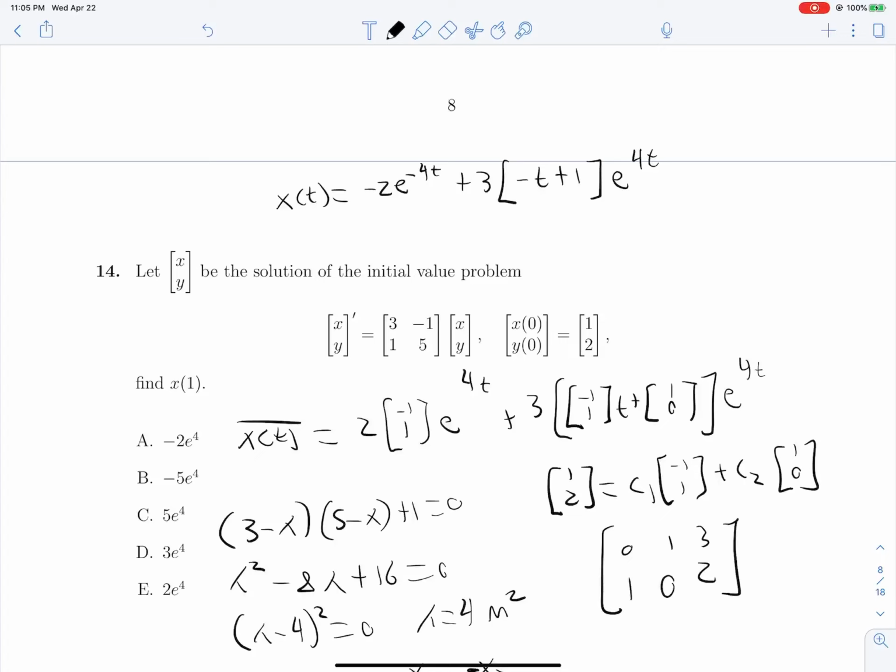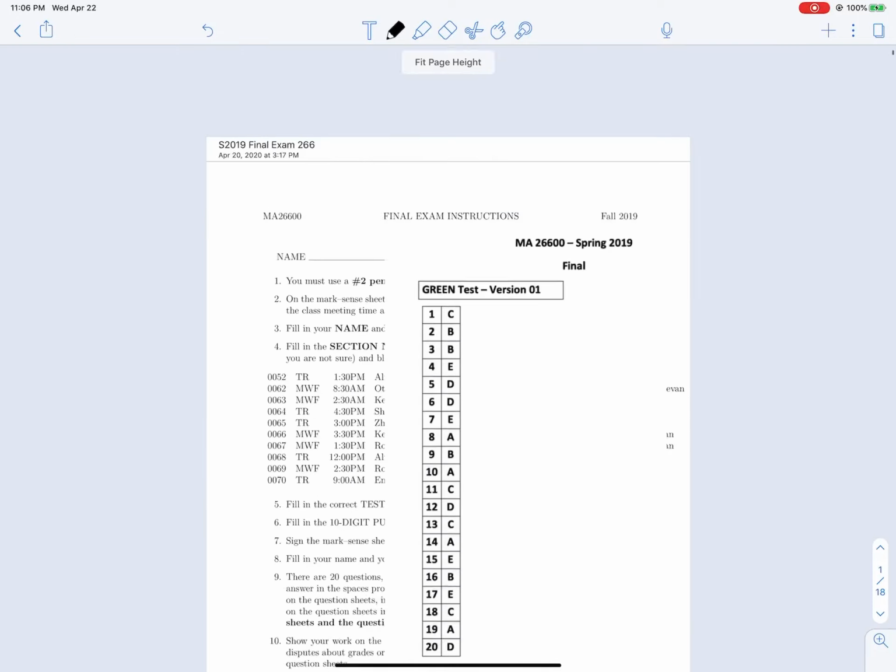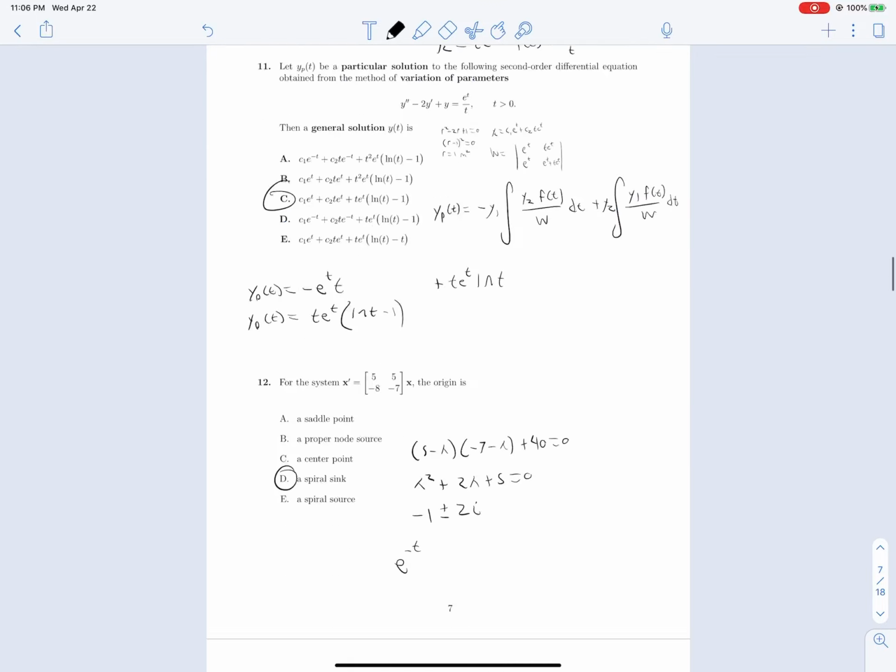So when we plug in, that's not a negative 4t, where'd I get that from? There we go. When t is equal to 1, this whole bit is going to evaluate to 0 because we'll get 0 in here. So we'll just be left with negative 2 e to the 4. And so 14 should be A.